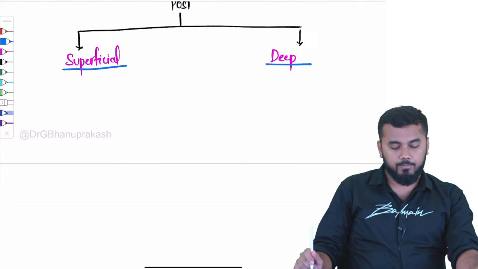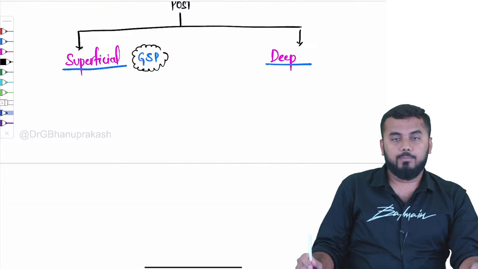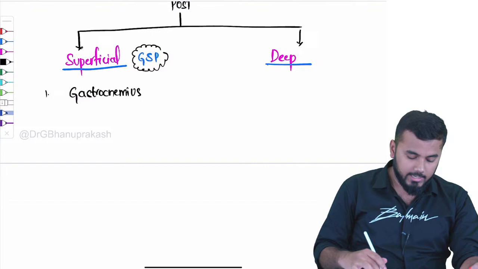Superficial muscles, remember it as gossip. You know what is gossip? We basically make gossips. GSP, gossip. What does G stand for? G stands for gastrocnemius muscle.